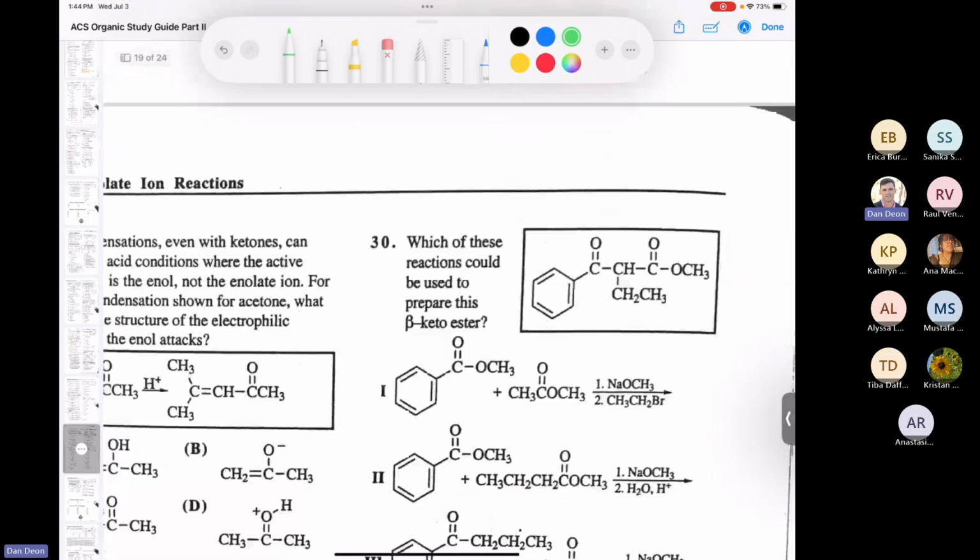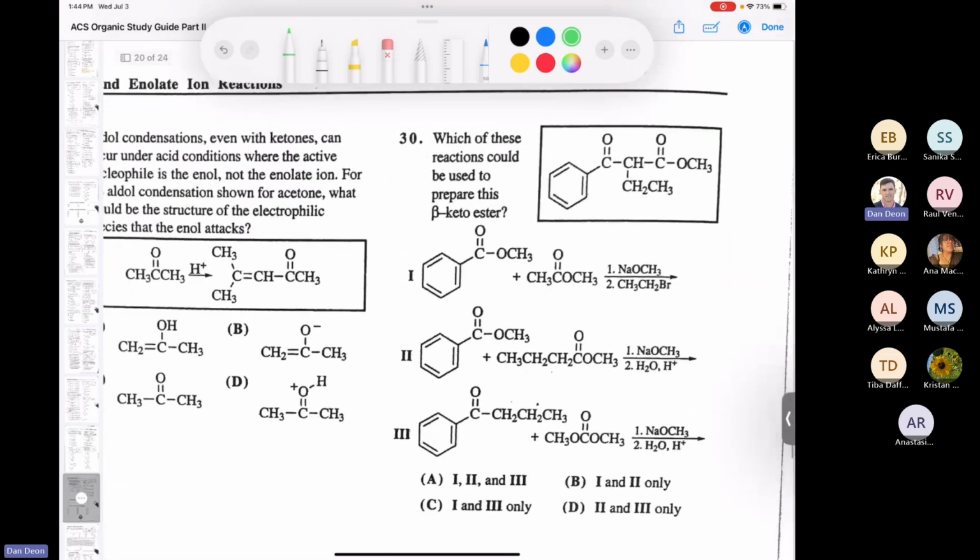Okay, let's do one more from this section, then we're going to move on to aromatic substitution. So question number 30 is the last one I had. Why do I always pick these big bruisers here? The questions are pretty long, where you have all the different conditions. Which of these reactions could be used to make this beta keto ester?